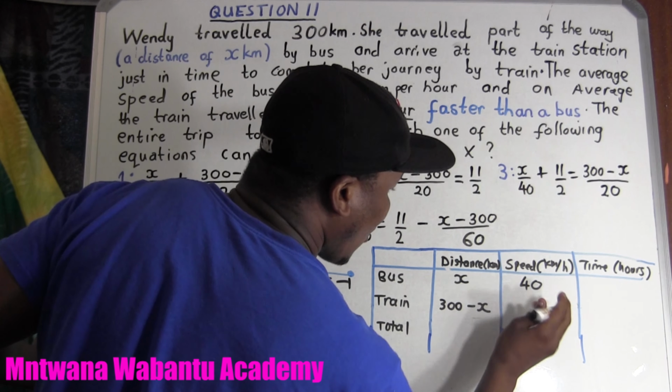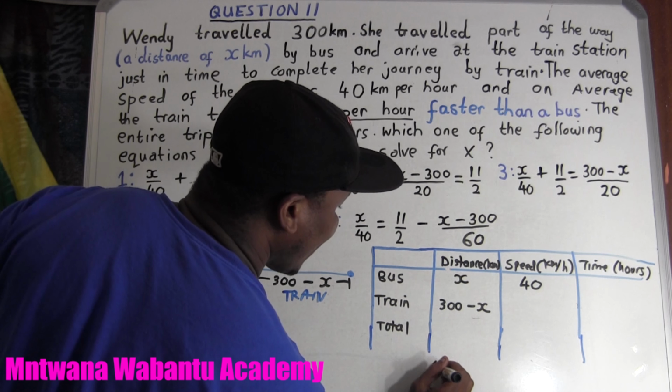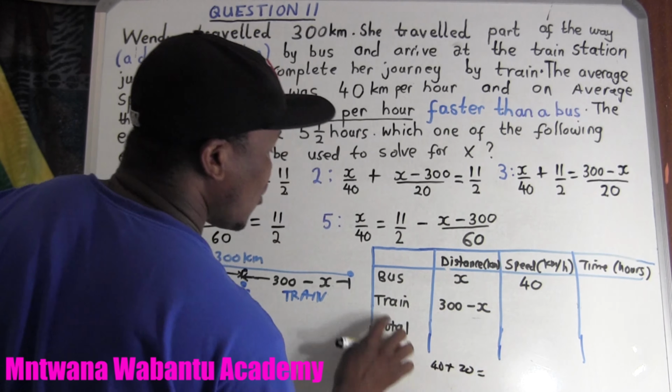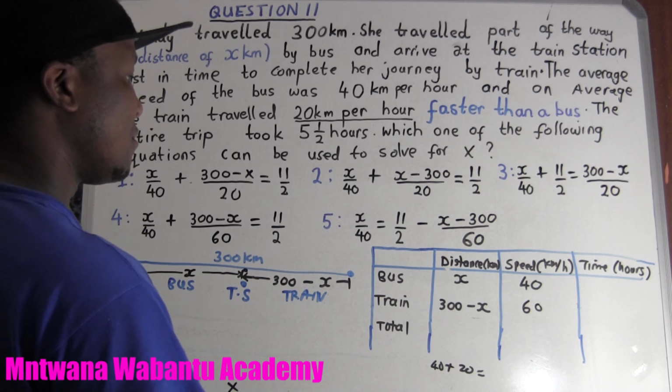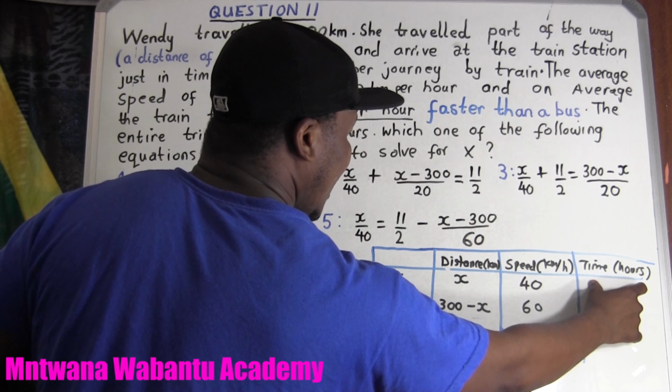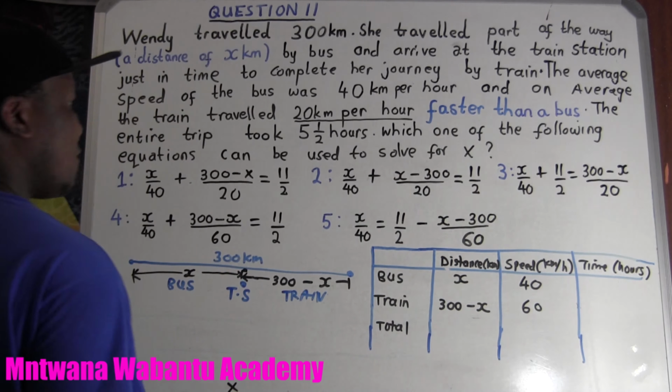So if a bus is 40, the train is going to be 40 plus 20 because it's faster. So it's going to be 40 plus 20. This is going to give us the speed of a train, 60. Now let's go for the time. Do we know the time here? We don't know, but we can get the time. But first, let me fill in all the information.